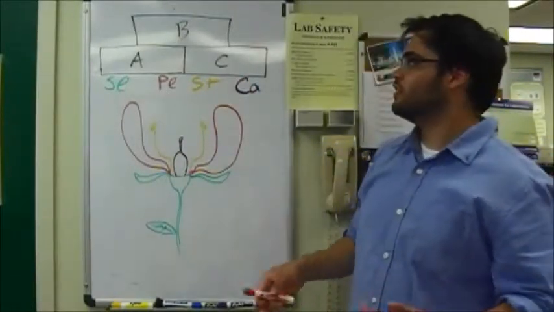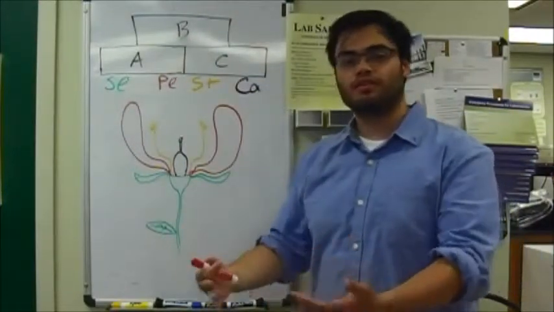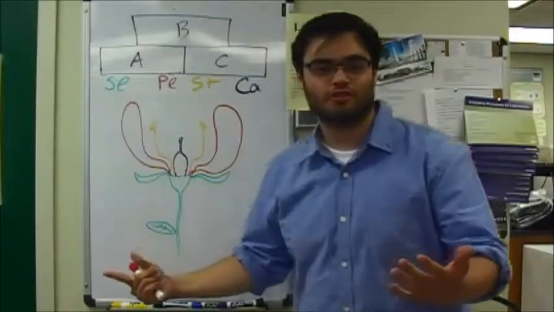So I'm interested in understanding how these B-class genes have evolved throughout time in a different plant, not any of the current model organisms. So let me go show you.